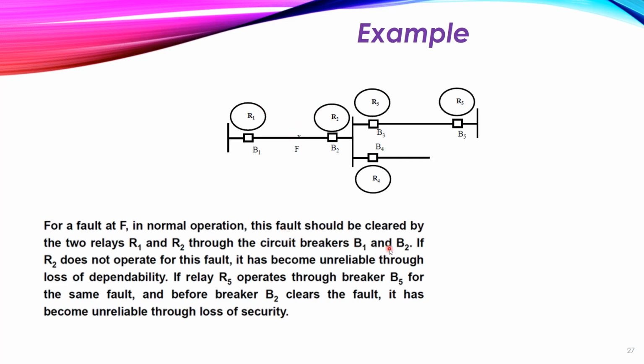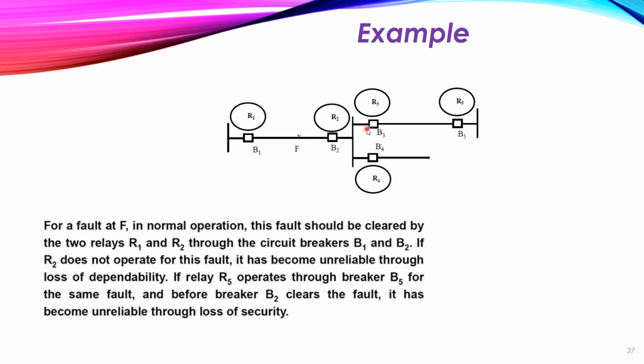Now, if relay number 2, for example, does not operate for this fault, it becomes unreliable through the loss of its dependability, because we cannot depend on it. It did not operate when a fault occurred in its region. But what will happen if a fault at F here and relay number 5 operated? Okay, relay number 5 operated before R1 and R2.